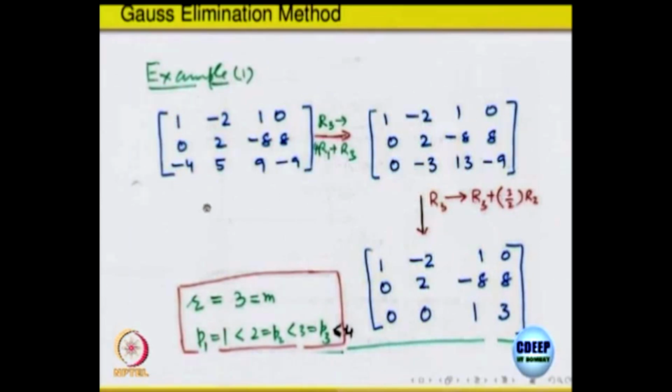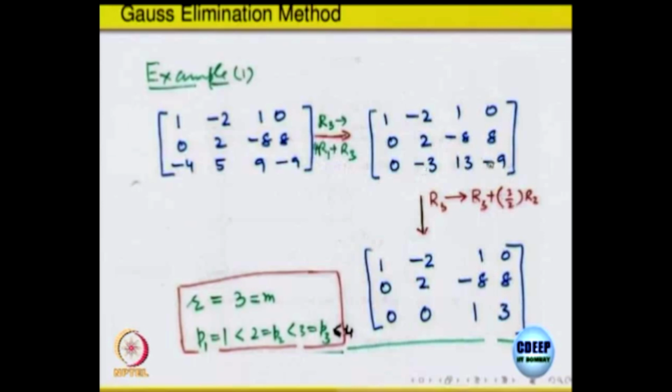Non-zero should be shifting. It's okay. So we do that, and you get this matrix. The first row remains as it is. Second row remains as it is. Only the third row has changed, right? Because of this row operation.